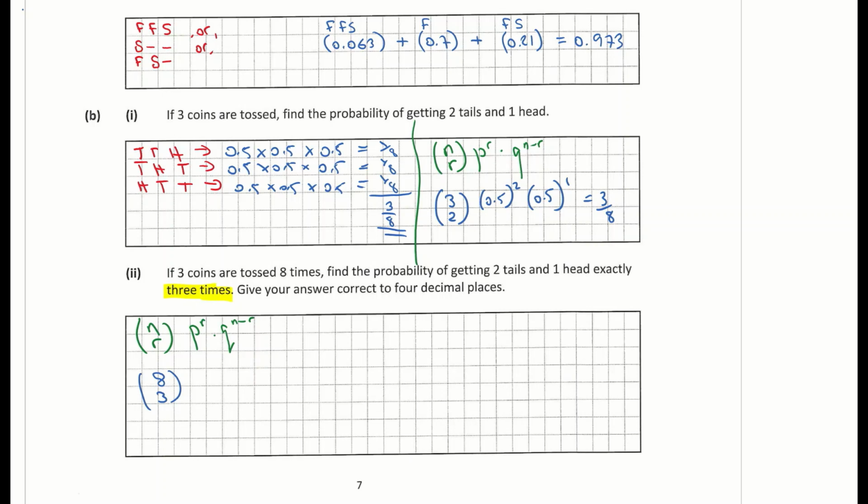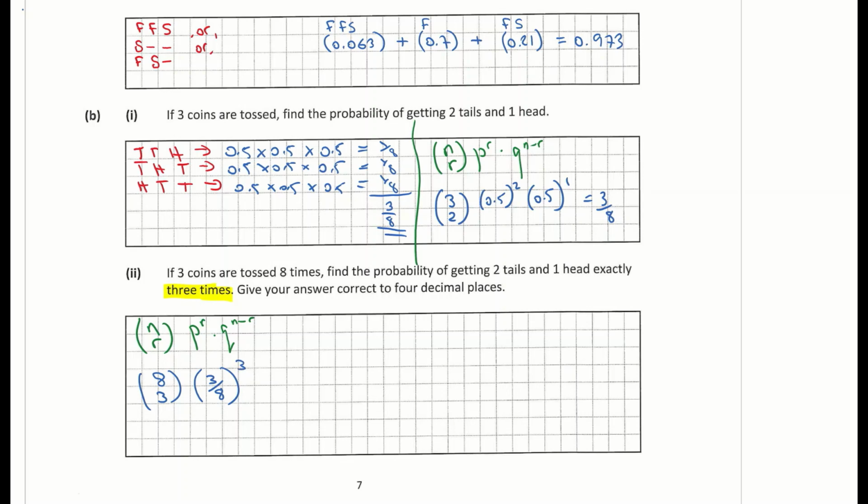Now the probability of success, well, first of all we have to figure out, what is success? Success happens when I get 2 tails and 1 head. But I have that answer from part B up above, when I found the probability of getting 2 tails and a head. So my p here is 3/8. That's the probability of what I want. And it's to the power of r, that's going to be to the power of 3.